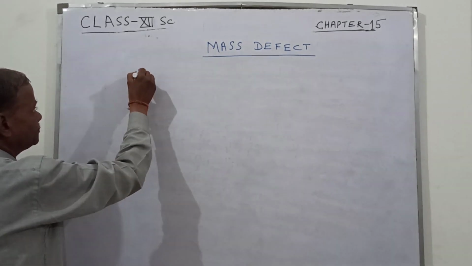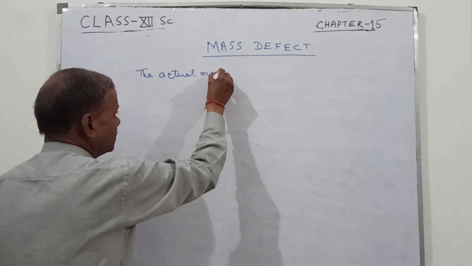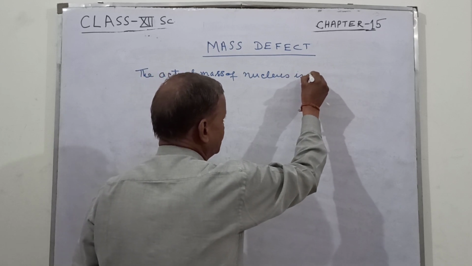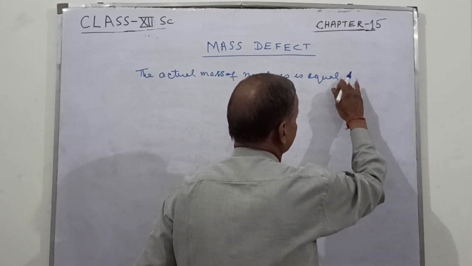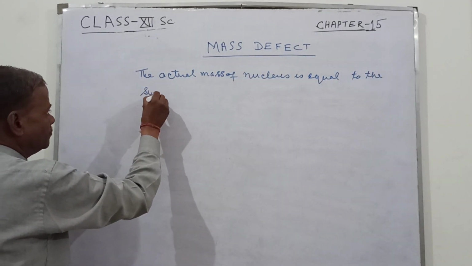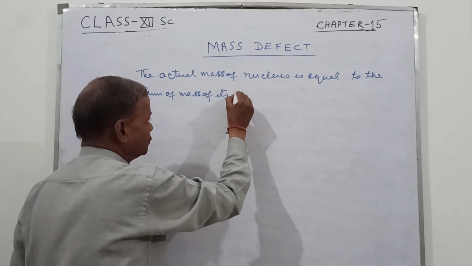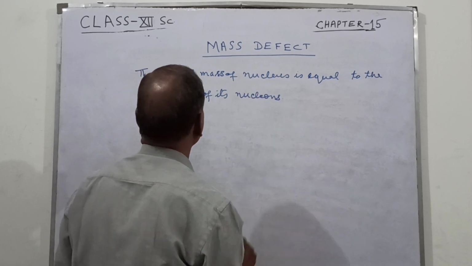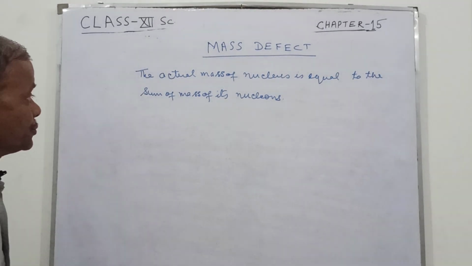The actual mass of nucleus is equal to the sum of mass of its nucleons.